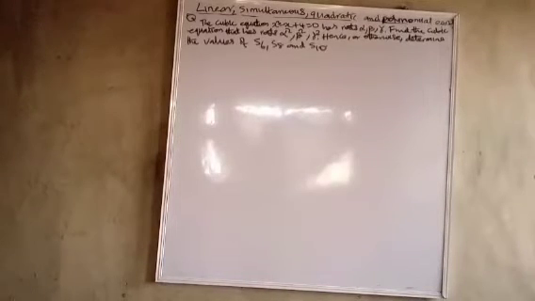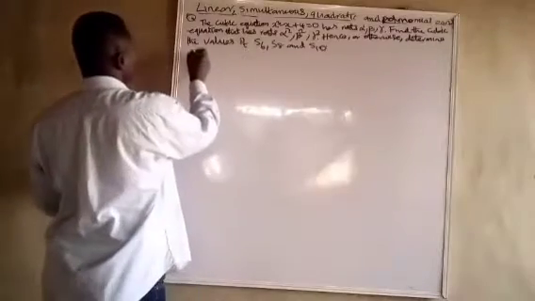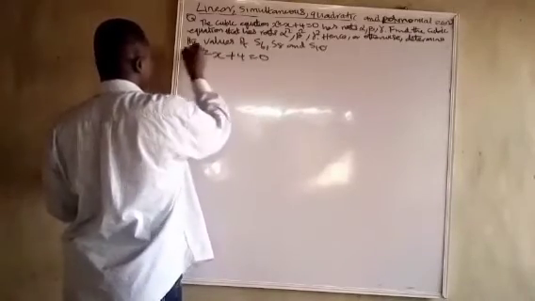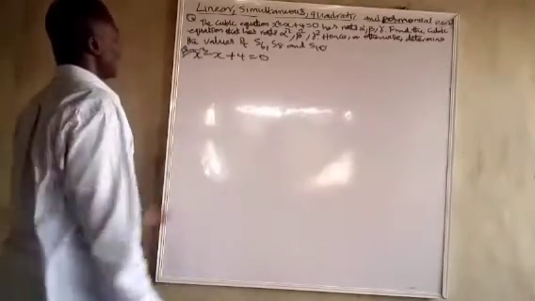The cubic equation x cubed minus x plus 4 equals 0 has roots alpha, beta, gamma. Find the cubic equation that has roots alpha squared, beta squared, gamma squared. Hence or otherwise determine the values of S6, S8 and S10. Now let's first of all do this first part. The original equation is x cubed minus x plus 4 equals 0. So that's the solution we are doing now.